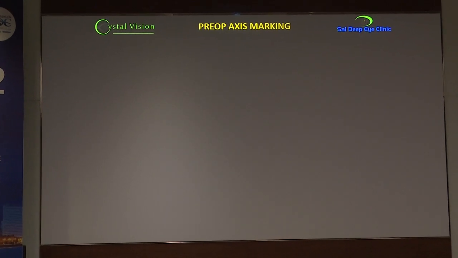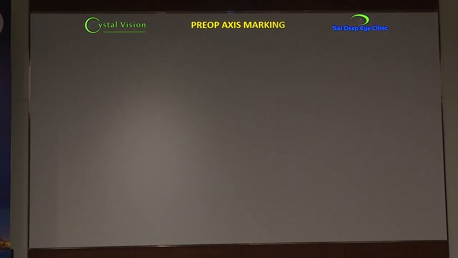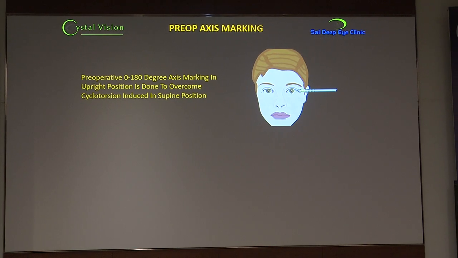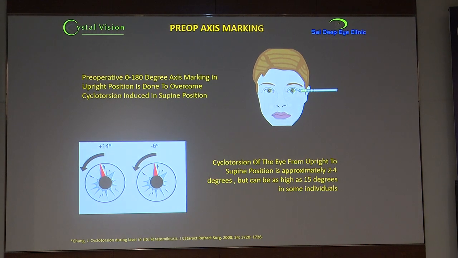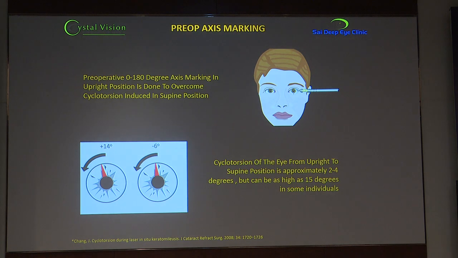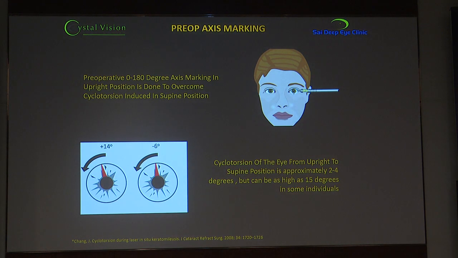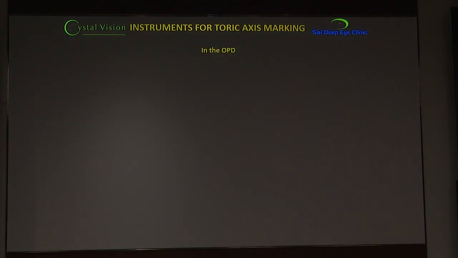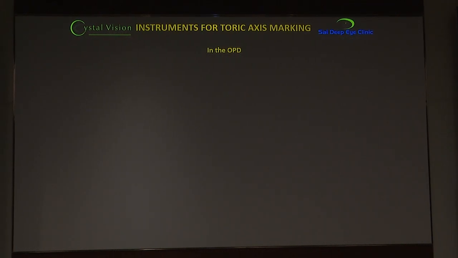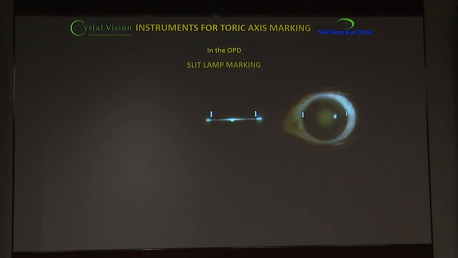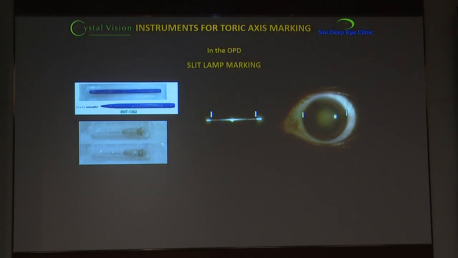Now, in case of toric IOLs, one needs to see that our pre-op axis marking is perfect, because we all know that there is a lot of cyclotorsion which occurs, and in some cases it can be as much as 15 degrees from the sitting position into the supine position, and this can almost totally negate the effect of a toric IOL. So this pre-op axis marking traditionally is done with a marker, either a freehand marker or on the slit lamp, and this is done with the patient in the sitting position, but these are all filled with errors.